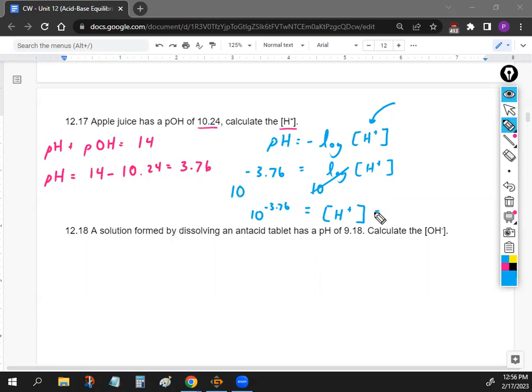So from there, we can just simplify that, punch it into your calculator, and you should get a concentration of about 1.74 times 10 to the negative 4 molarity. That's one way you can do it. You can also keep it as pOH and at the very end use the 1 times 10 to the negative 14 value to convert it, but either way works as long as you have something like that.